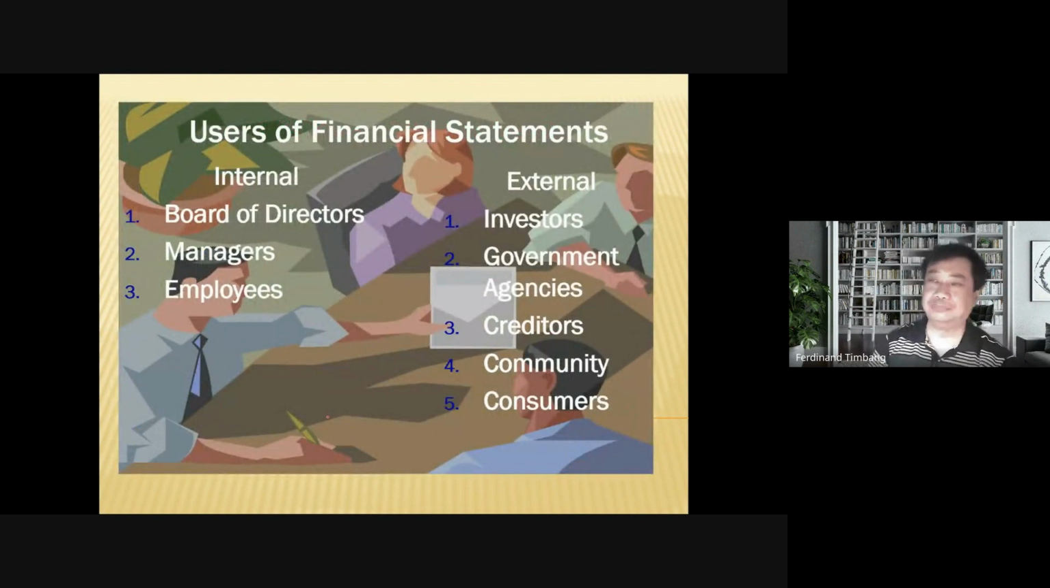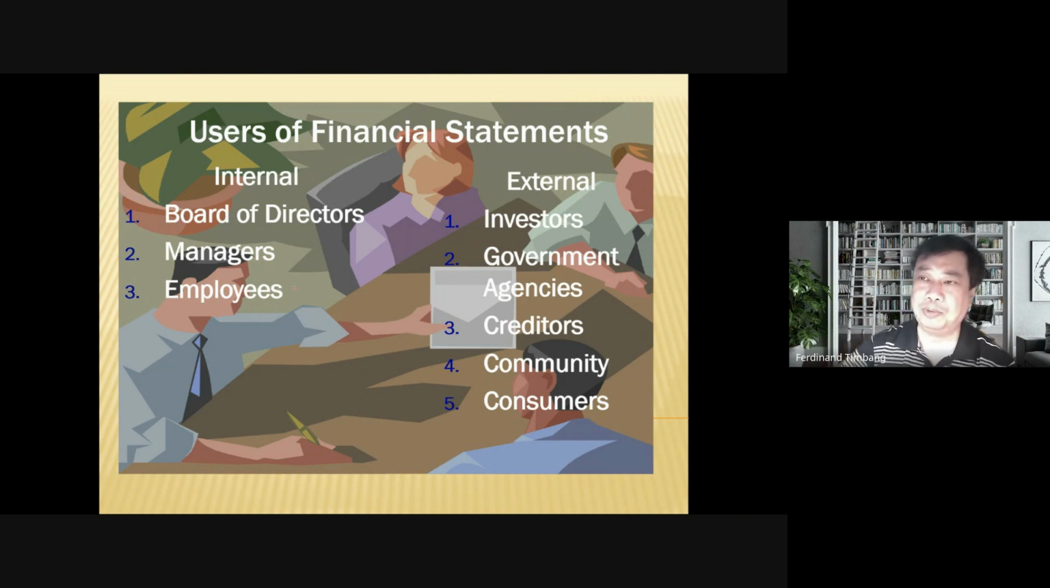Okay, next tayo. So we have the different users of financial statements. We can categorize them into internal and external, no? For the internal, we have the board of directors, the managers, and the employees. For the external, investors, the government agencies, the creditors, community, and consumers. So yan yung mga yan, ha?